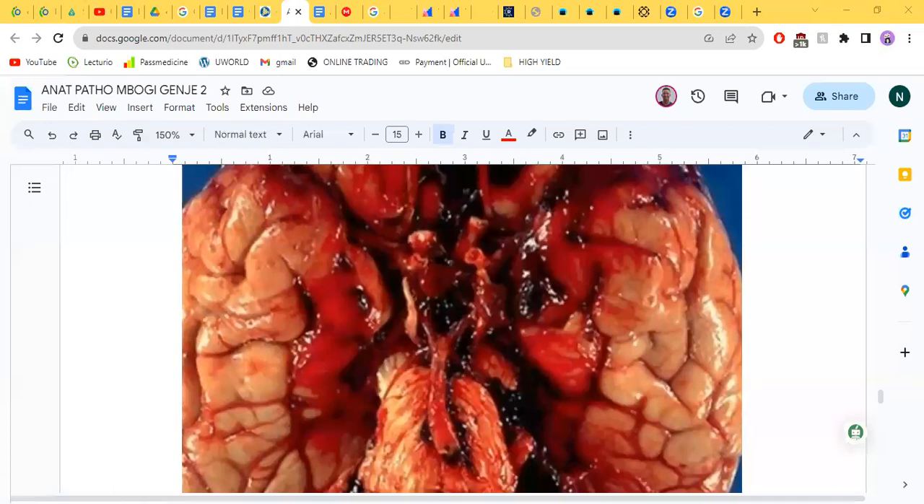So let's try to think of it this way. Berry aneurysms, where do berry aneurysms occur? In which vessels, especially? So maybe we can start from what, in the circle of Willis, right? And what causes the berry aneurysms to occur?